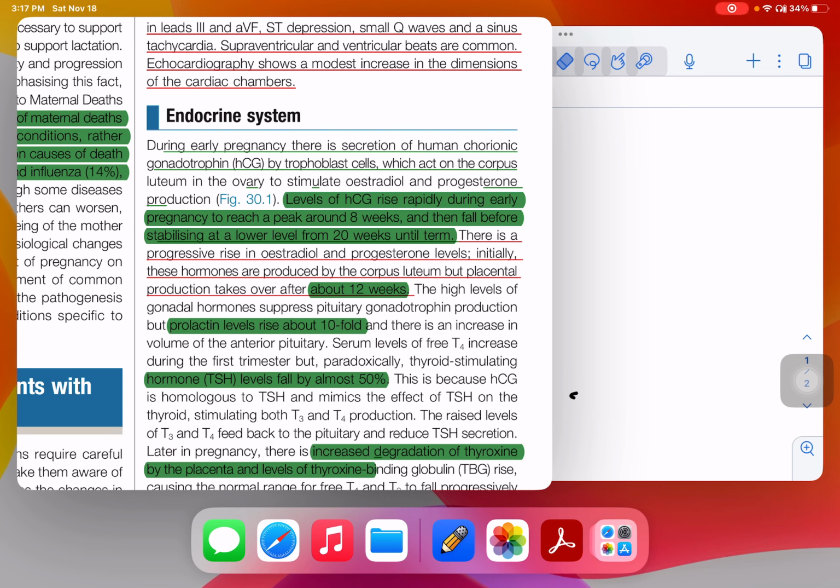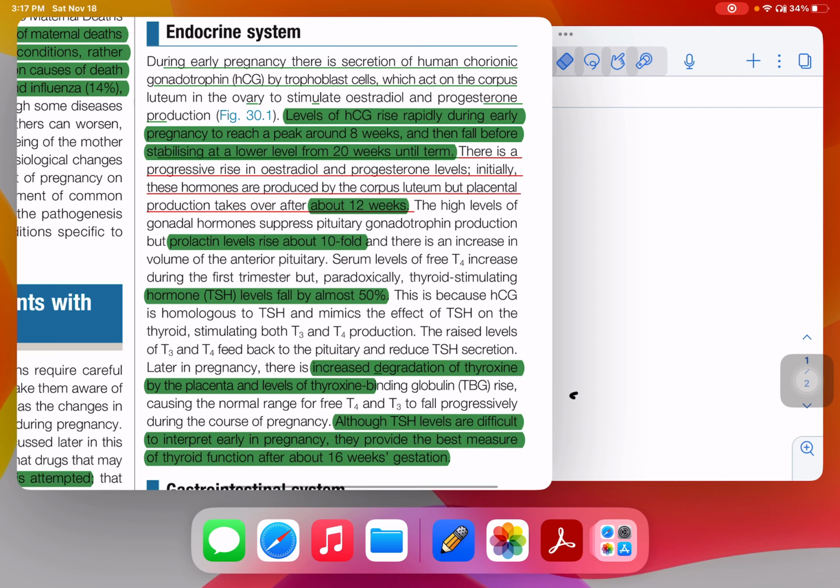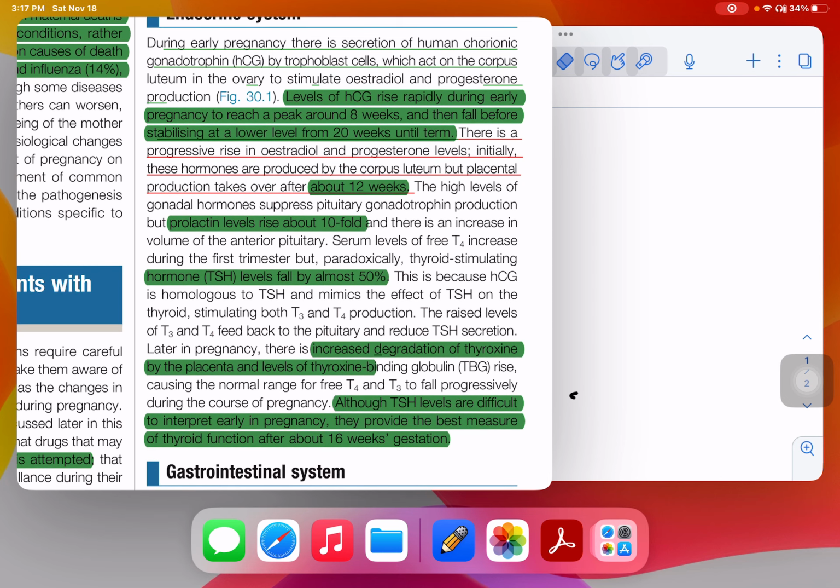There is a progressive rise in estradiol and progesterone levels. Initially, these hormones are produced by the corpus luteum, but placental production takes over at about 12 weeks. The high level of gonadotropin suppresses pituitary gonadotropin production, but prolactin rises about tenfold. There is an increase in the volume of the anterior pituitary.